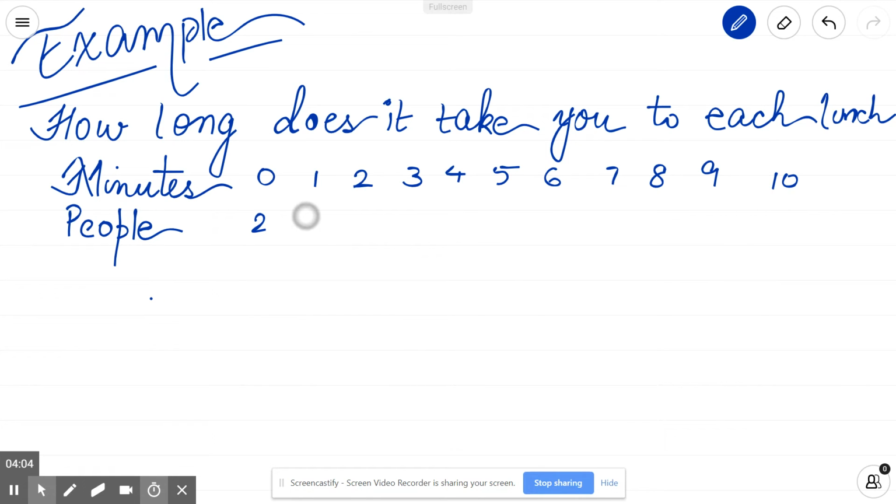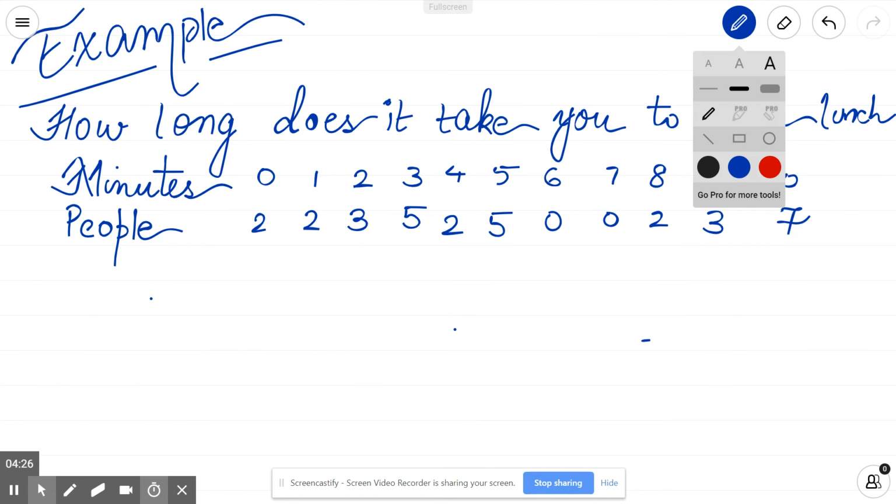1 minute, we have 2 people saying that they take 1 minute. We have 3 people who say they take 2 minutes. So like this, we are going 4 minutes, 2 people, 5 minutes, 5 people, 6 minutes, no one takes 6 minutes. 7, no one. 8 minutes, 2. 9 minutes, 3, and 10 minutes, 7 people are taking 10 minutes. So they are, I think, doing a better job at taking their time to eat their lunch.